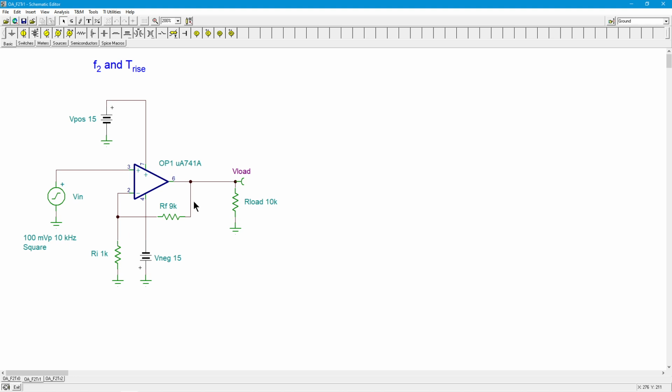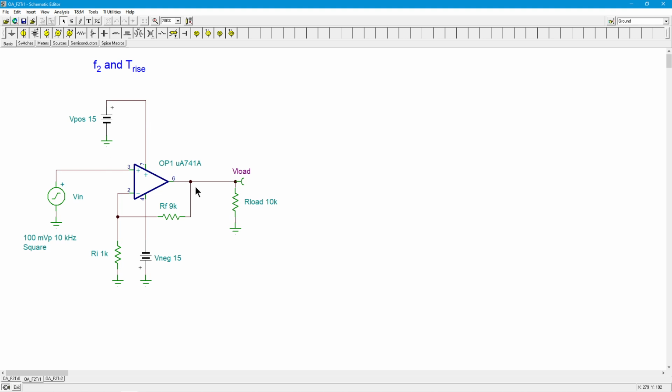So the signal gain and the noise gain here are the same. They're both 10. So the F2 we would expect, based on gain bandwidth product, would be the 1 megahertz divided by the gain of 10, or 100 kilohertz. If I take that equation, 0.35 over rise time is F2, and solve it in terms of rise time, we would be looking at somewhere around a 3.5 microsecond rise time, all right?